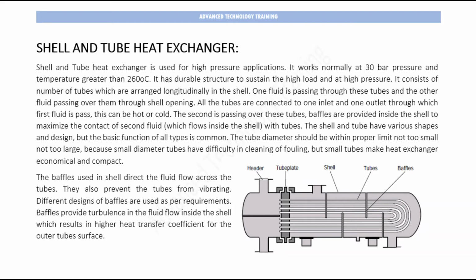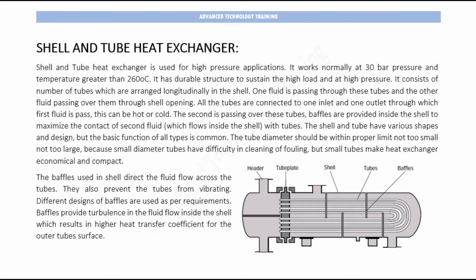All the tubes are connected to one inlet and one outlet through which the first fluid passes. This can be hot or cold. The second fluid passes over these tubes. Baffles are provided inside the shell to maximize the contact of the second fluid, which flows inside the shell, with the tubes. The shell and tube have various shapes and designs, but the basic function of all types is common.